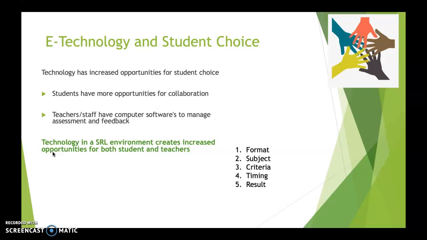This chapter focuses on four areas in assessment that can be transformed using technology. The four areas are the format of the assessment, the subject matter of the assessment, the criteria, the timing, and the results.